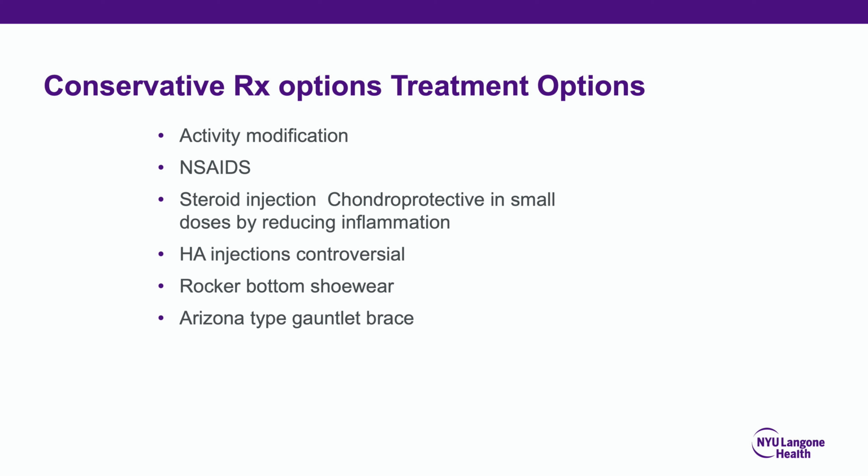Conservative treatments are typically asked in any board examination, and these include activity modification, non-steroidal anti-inflammatories. Steroid injections are not contraindicated, and in fact they may be chondroprotective in small doses and infrequently used to reduce inflammation. HA injections have been found to be beneficial in some studies, but less beneficial in others, and therefore their role is controversial. Rocker bottom shoe wear is used, as are Arizona-type gauntlet braces, and these have some symptomatic function and therefore will be asked in the exam.